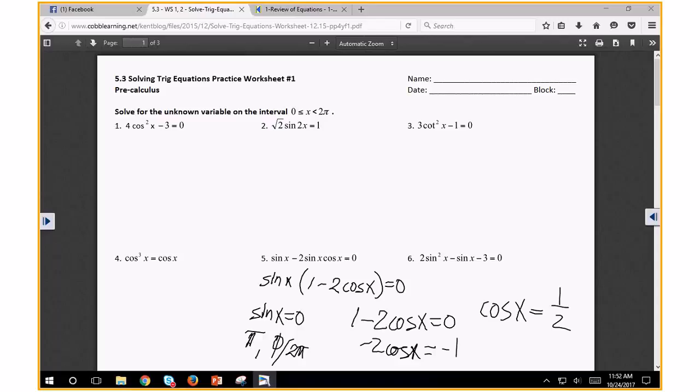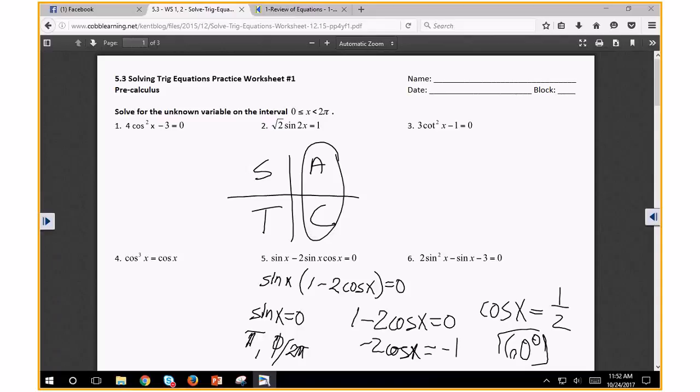Now, where is cosine positive? All students take what? All students take calculus. Is that 1/2 positive or negative? So that means it's in those 2 quadrants.